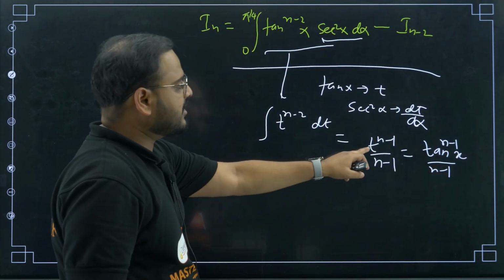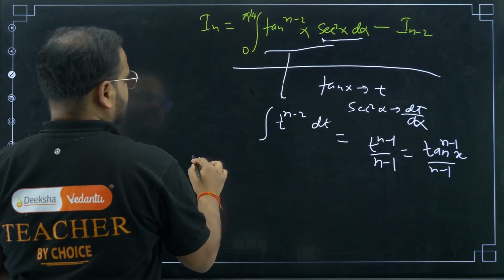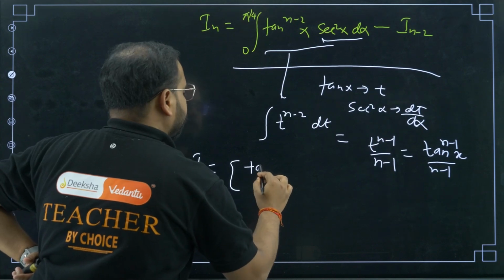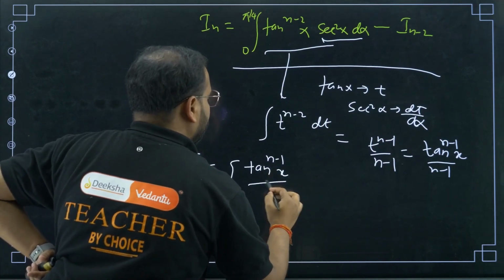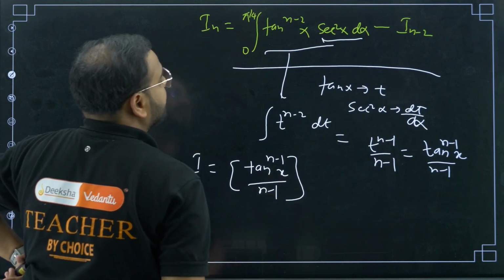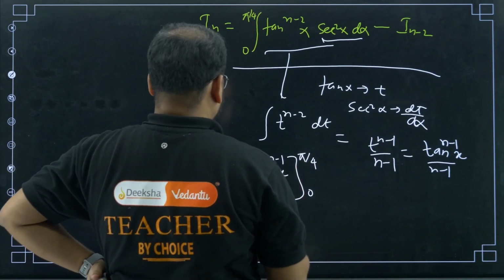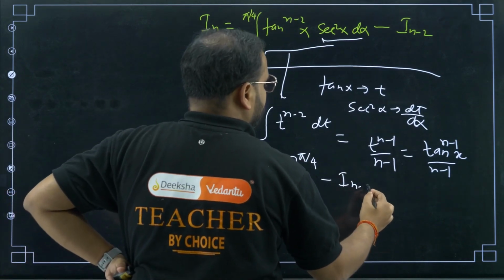Okay, I've just taken this t value back. Now I'm going to put it in place of this integration. I'm going to use the limits also. So I'm going to get tan x to the power n minus 1 divided by n minus 1, with limits from 0 to pi by 4, and minus what I had, this is I_n. I had over here I_(n-2).